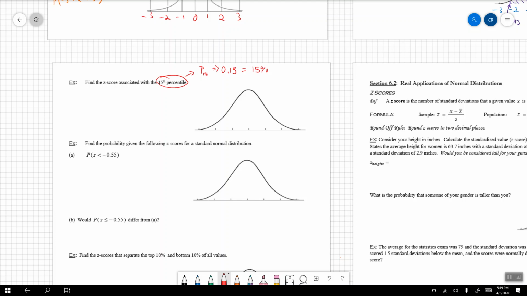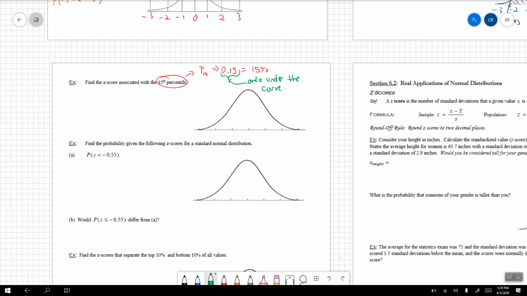Now, what does that mean for us? What that means for us is that this percentile or this percentage is the area under the curve that we want. And this is a cumulative area. So a total of 0.15 is what we're looking for, or in other words, a total of 15% of the area under the curve. All right.